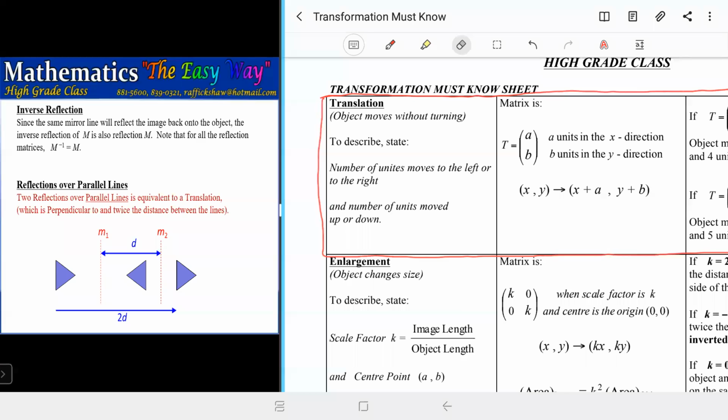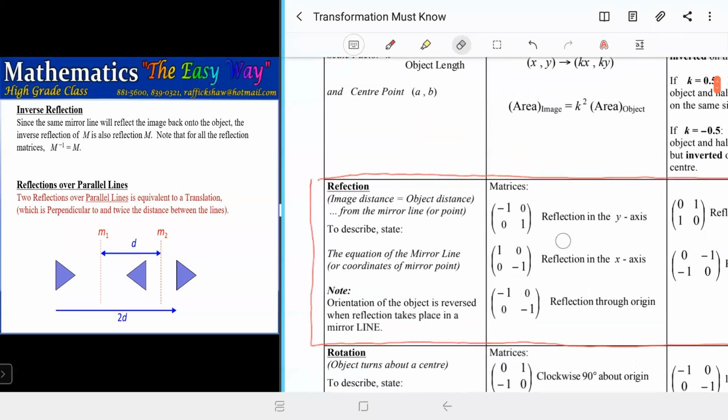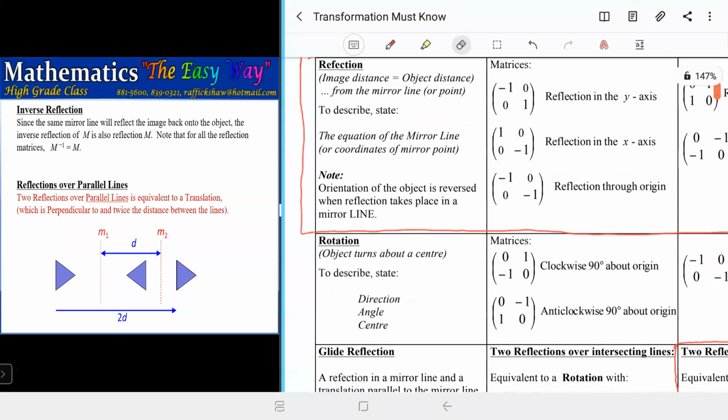The question won't just say, describe the translation. It's going to say, describe the translation fully. Describe the reflection fully. If it's a rotation, we're going to learn that you have to state these 3 things: direction, angle, and center. That is for tomorrow, so don't worry about that yet.